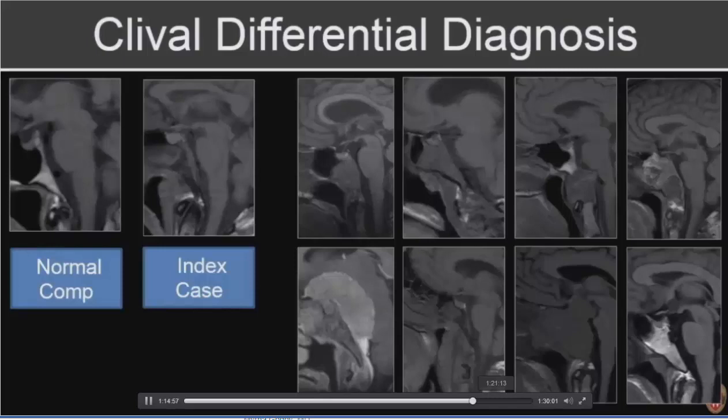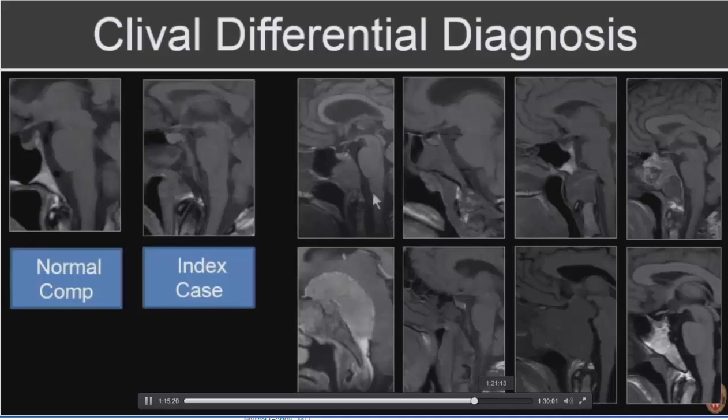So we've got a couple of different cases here, and we can see that we've got our normal comparison. One of the key findings that you want to take a look at in any imaging study of the brain is the normal fatty marrow within the clivus. You want to make sure that it is present in all your patients, because this is going to be the one sequence where you may actually be able to identify the pathology.